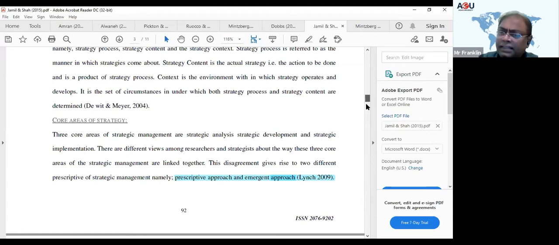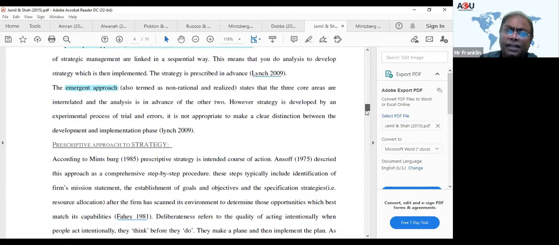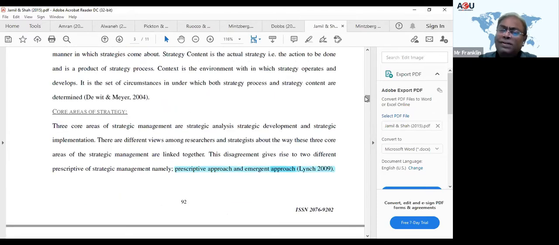Now, another thing I want you to note is the language. In academic writing, you don't say, Jamil and Shah have said that there are two different approaches, prescriptive and emergent approach, for strategies. You don't say said, you need to use a different word. In academic writing, the language you use is a bit different.